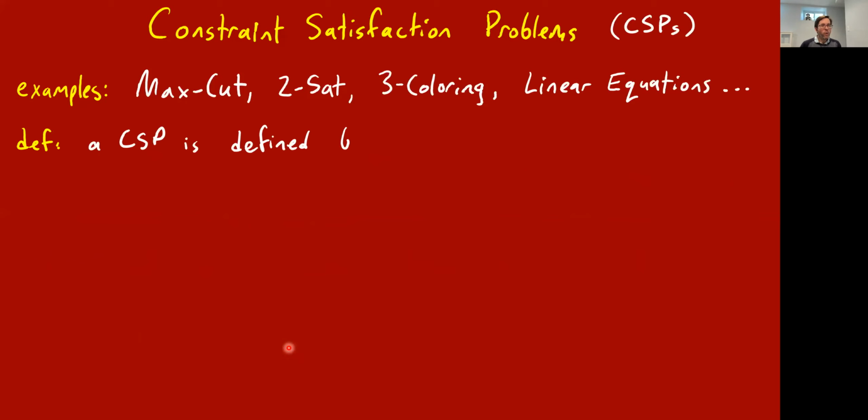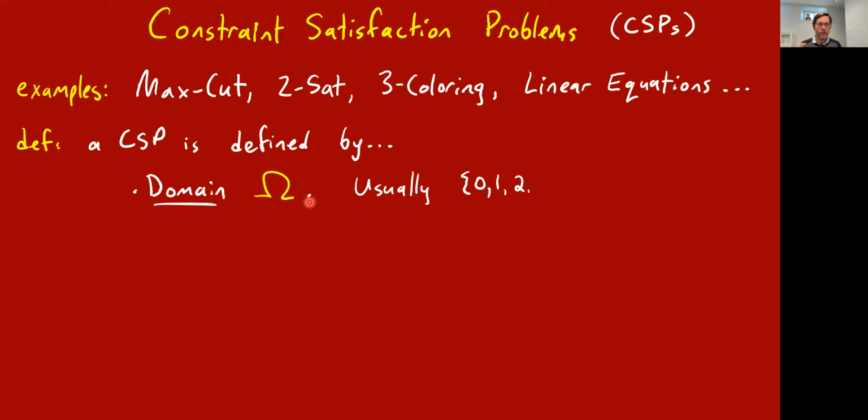So let me give the formal definition now, and it's a sort of annoyingly complicated definition. So if you have any questions, definitely type them into the chat. In general, a CSP is defined by a couple of things. First of all, the domain, which I'm going to call omega, and remember this is the values you want to assign to the variables.